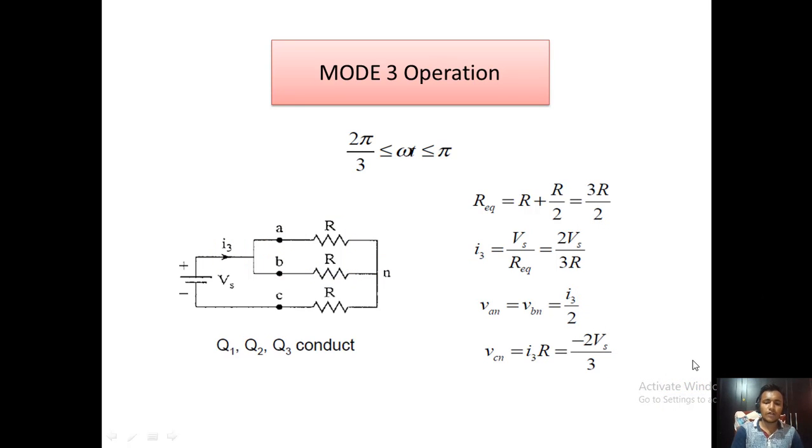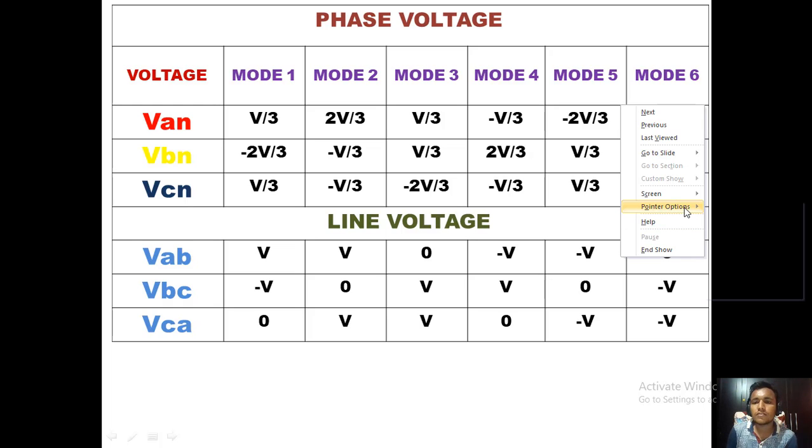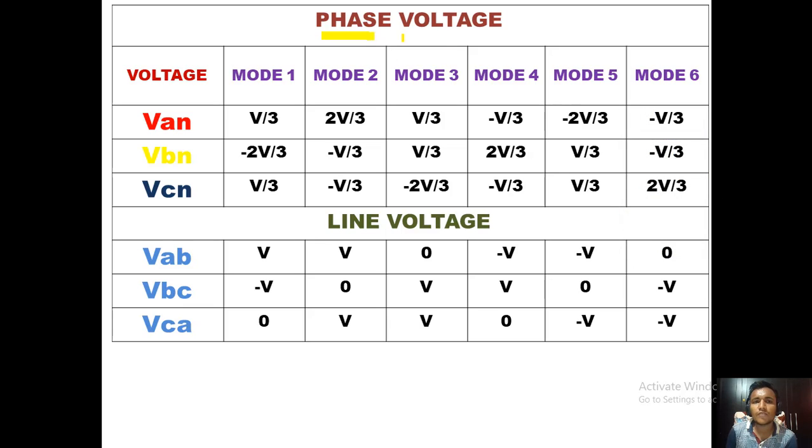Now in modes 1, 2 and 3, similarly the pattern is repeated for modes 4, 5 and 6. So here we only draw the table. In the table we have mentioned all the modes. You can see we mention the phase voltages AN, BN and CN in every mode: mode 1, mode 2, mode 3, mode 4, mode 5 and mode 6.